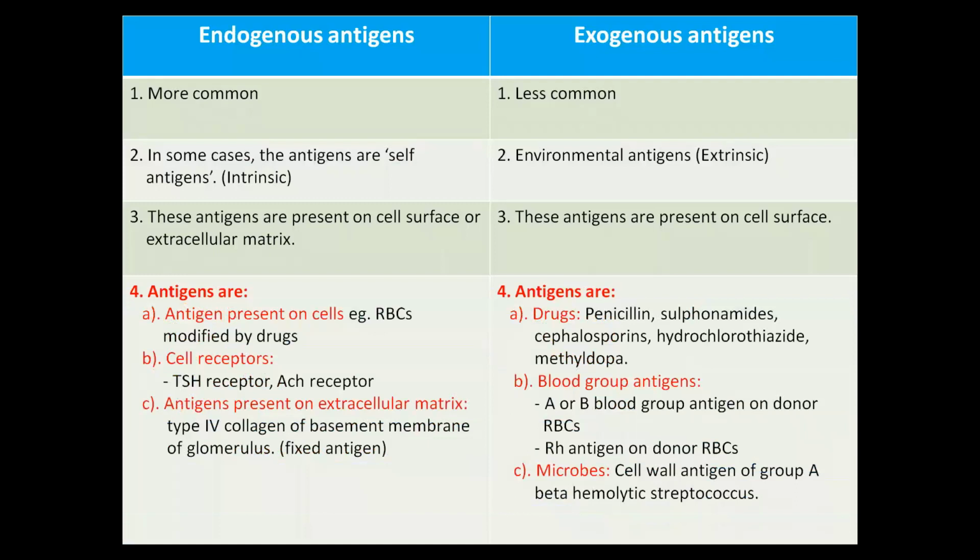Endogenous antigens can be on cells like red blood cells, and cell receptors like TSH receptor and acetylcholine receptor can act as endogenous antigens. Sometimes antigen can be found in extracellular matrix. In Goodpasture disease, endogenous antigen is found in type 4 collagen of glomerular basement membrane and alveolar basement membrane. Several types of drugs, blood group antigens, and microbes can serve as exogenous antigens.